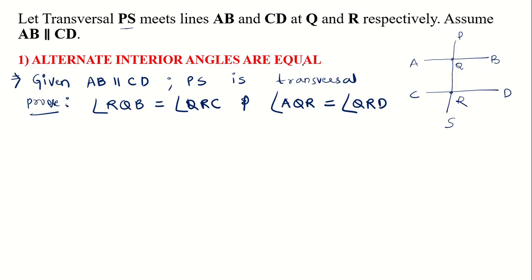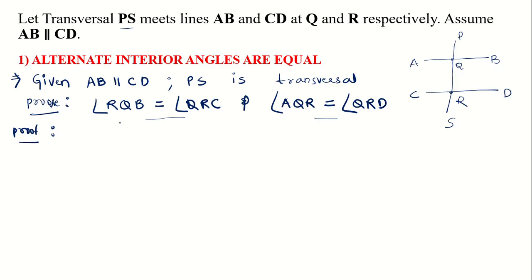So we have a statement that alternate interior angles are equal. If a transversal intersects two parallel lines, then each pair of alternate interior angles is equal. We are required to prove that angle RQB is equal to angle QRC, this is your first pair, and the second pair, angle AQR is equal to angle QRD. Okay, so let us move to the solution.